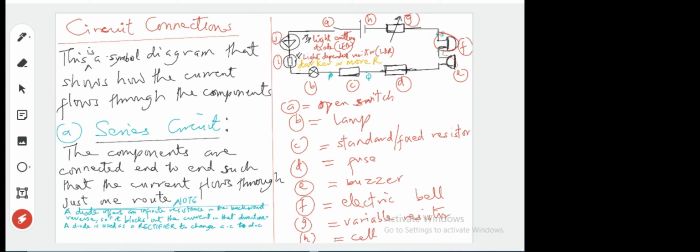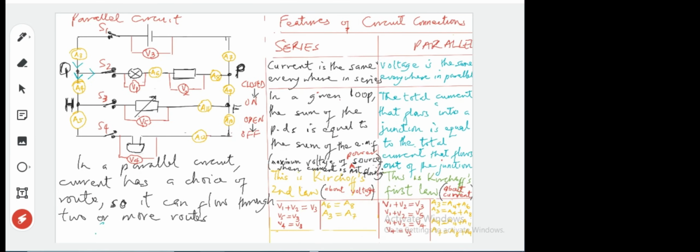All components connected in series have the same amount of current flowing through them. Did you hear that? Since all of these things are connected in series, they have the same amount of current flowing through them, because in series, components are connected end to end, so that current flows through just one of them. So if you compare it to parallel, current has a choice of routes. So in a parallel circuit, current has a choice of routes, so it can flow through two or more routes. Did you get that? Yeah.